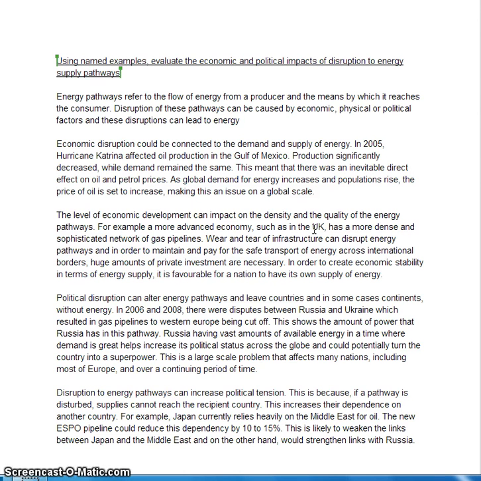To support this, I will also have a mark scheme for you as well. But what I'd like you to do as part of the revision process is to add a conclusion and some more examples which can be found on the mark scheme. So if we look at a question which is using named examples, evaluate the economic and political impacts of disruption to energy supply pathways, we need to look at the keywords here.